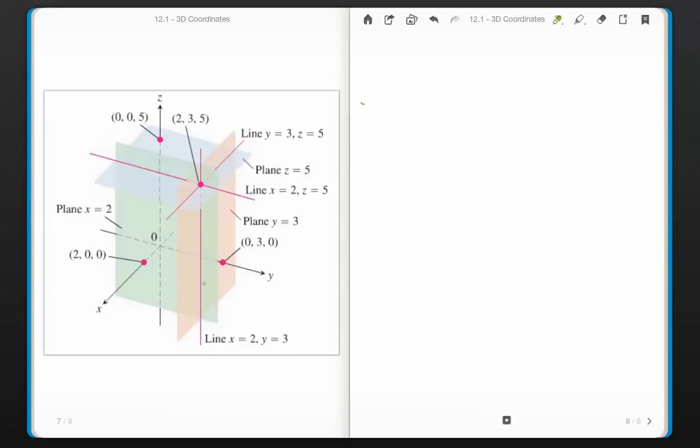What happens where these two intersect? Well, I can't move my x, because I have to stay on this green plane, the x equals 2 plane. I can't move my y, I'm stuck at y equals 3. That really only leaves me one dimension in which I can travel, and that is just up and down in the z direction.